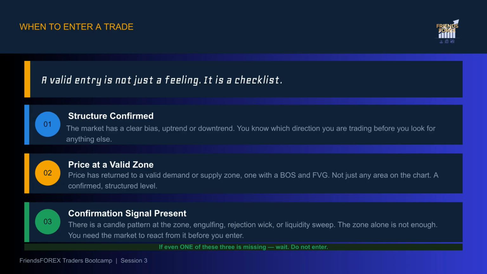A valid entry is a checklist, not just a feeling. First, ensure the structure is confirmed. You need a clear market bias. Second, price must be at a valid zone, a confirmed structural level. Thirdly, a confirmation signal must be present, such as a candle pattern or liquidity sweep. If even one of these three is missing, do not enter.